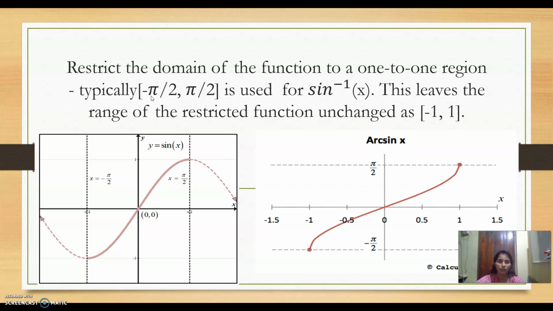Then this is the range, minus pi by 2 to pi by 2, and the domain is minus 1 to 1. Domain and range are reversed in the case of the inverse function. So this will be the range of sine inverse and this will be the domain of sine inverse.